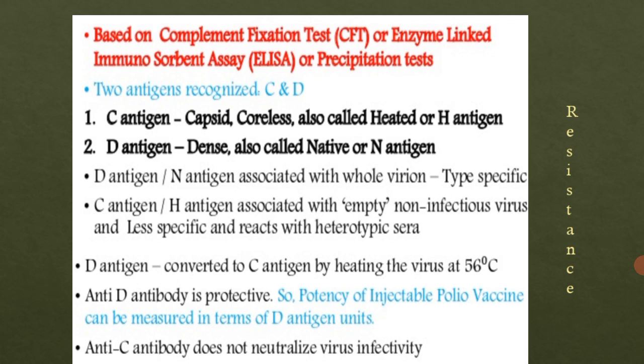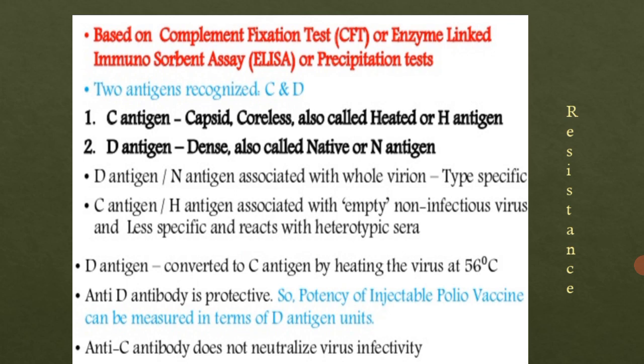In that, the D antigen, which is also called the native antigen or the N antigen. Native means what? Original. The D antigen is associated with the whole structure of the virion, and this antigen is the type specific antigen. In the previous slide we saw the three types, and this antigen is type specific.